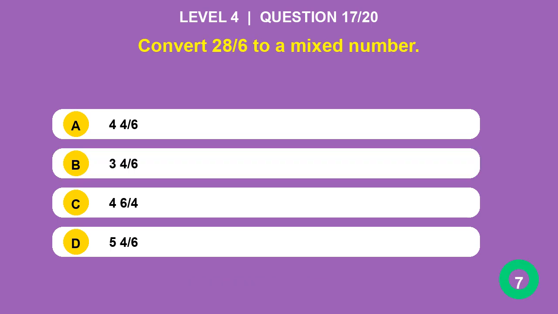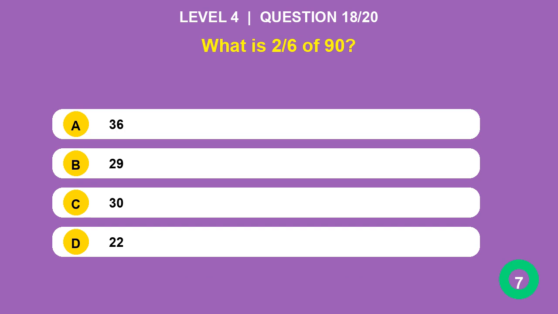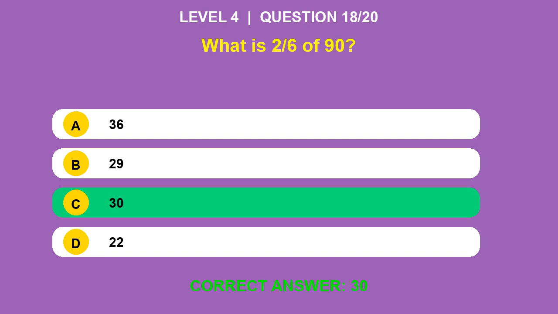Convert 28/6 to a mixed number. Answer is 4 and 4/6. What is 2/6 of 90? Answer is 30.